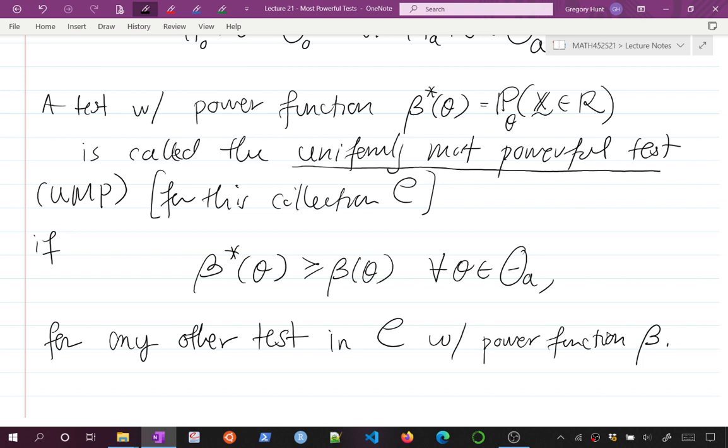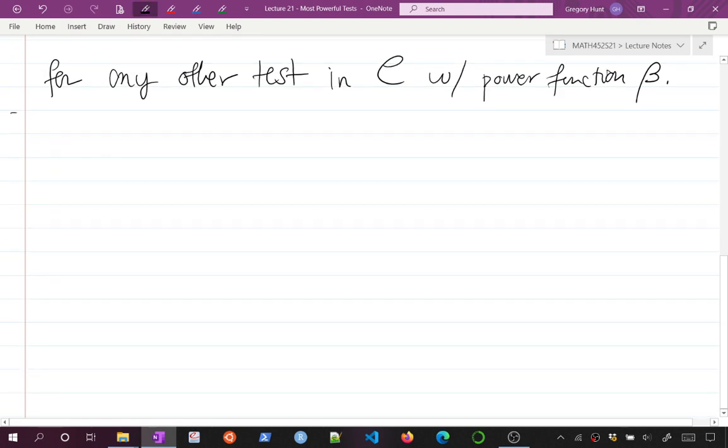And so that's measured by the power function over the alternative. We say a test is the most powerful test if its power function, its probability of rejecting, is higher than any other test when it properly should reject. So that's the definition. It doesn't say anything about the null hypothesis. It only says something about the alternative. We can pictorially represent this.